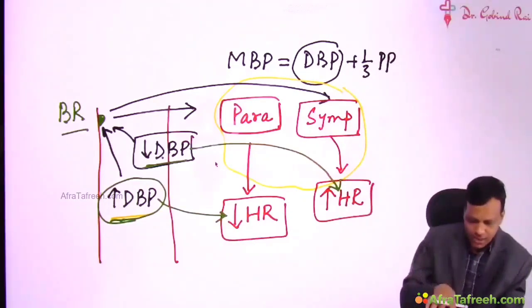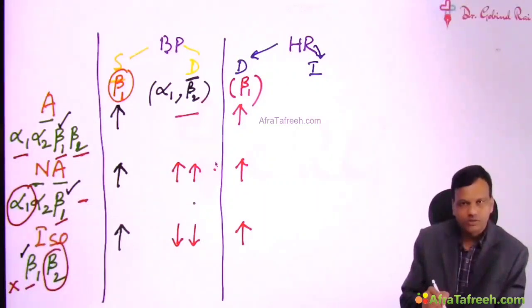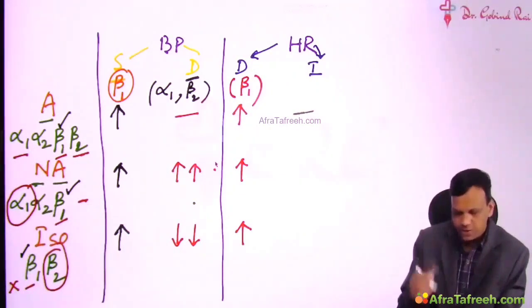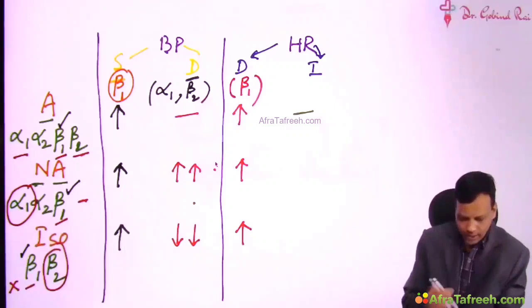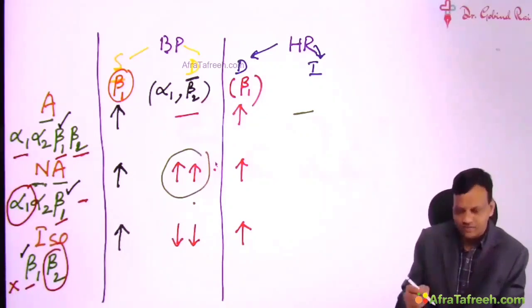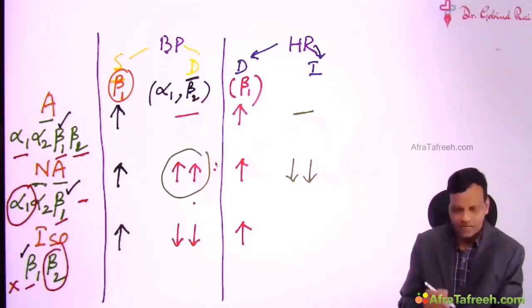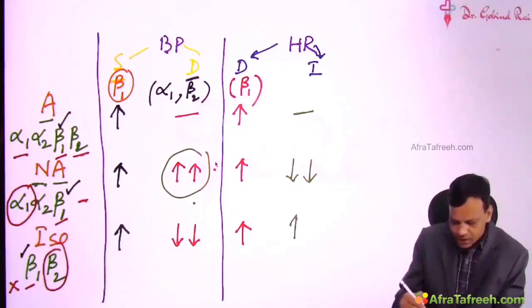So if we put this in the table, adrenaline has no effect on diastolic BP, so there will be no indirect action also. Noradrenaline increases diastolic BP, so indirect effect on heart rate will be opposite. That means it will decrease heart rate. Isoprenaline decreases diastolic BP, so indirect effect will be to increase heart rate.